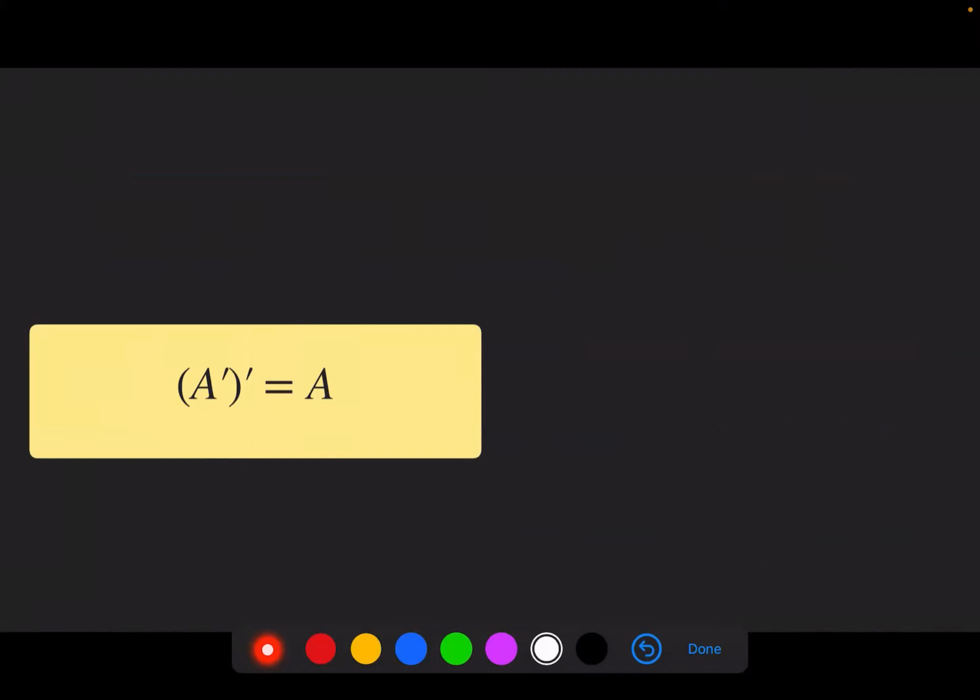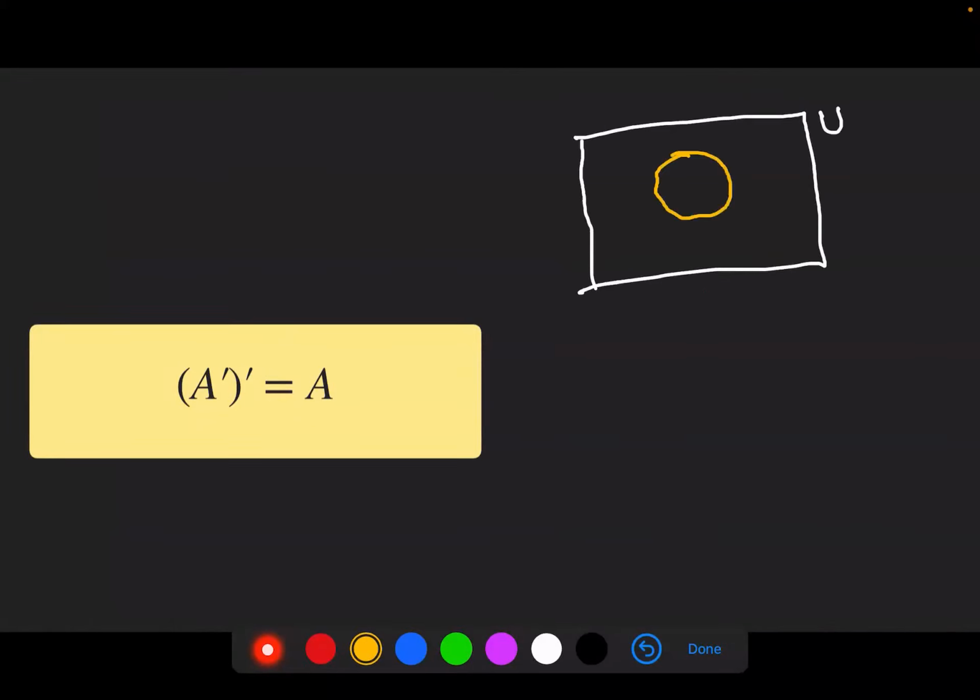See, I have a universal set. Okay, so this is my universal set. Inside this set, I have A. So this is A. Now, if I take A's complement, what am I going to get? This region, right?